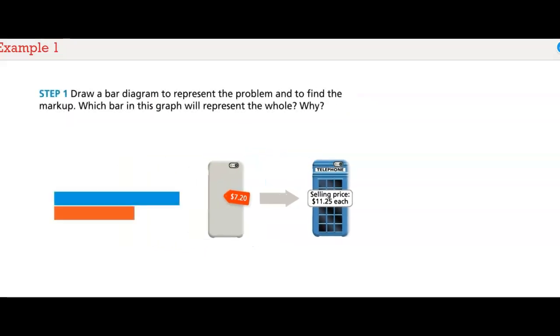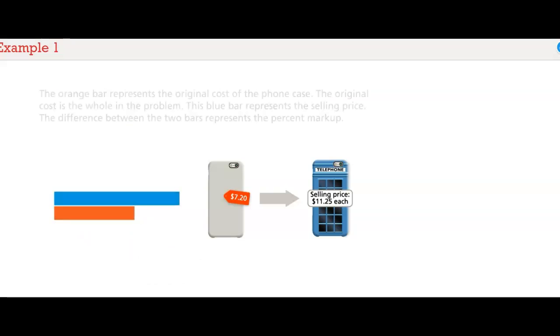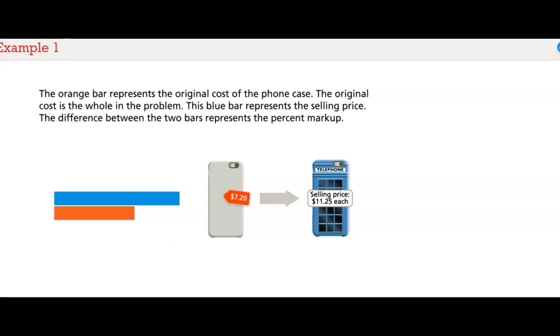Begin by drawing a bar diagram to represent the problem and define the markup. Which bar in this graph will represent the whole? Why? Select your answer. The orange bar represents the original cost of the phone case, $7.20. $7.20 is the whole in our problem.